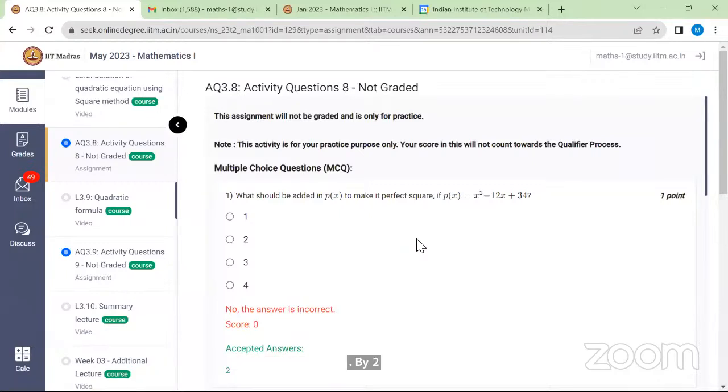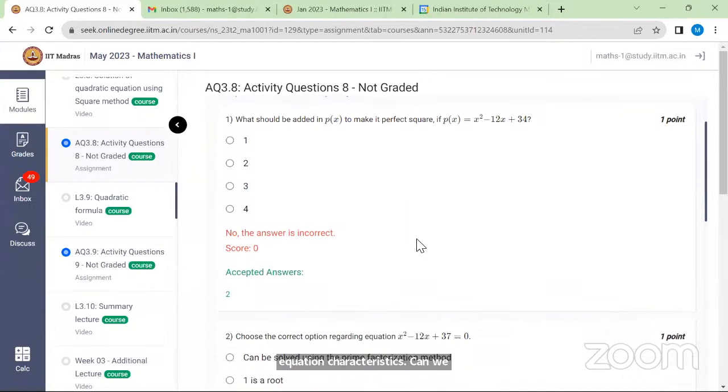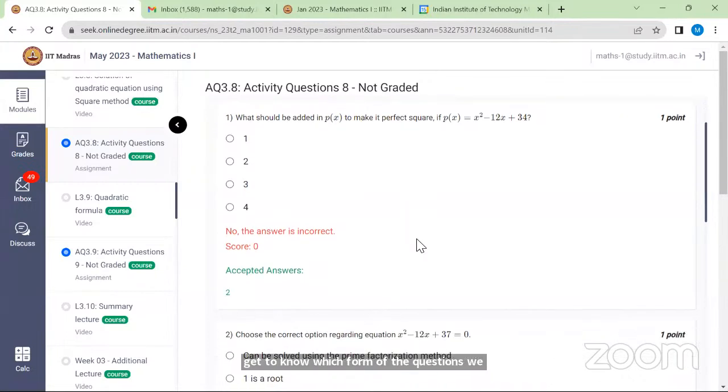There won't be any problem in the exam that asks you to solve by a particular method. Even if they ask, how can they know which method you answered with? There is no pen and paper, right? That's right. But based on the equation characteristics, can we know which form of the equation we have to use? Any method, just use that formula to calculate it. Either the direct formula or the intercept form.